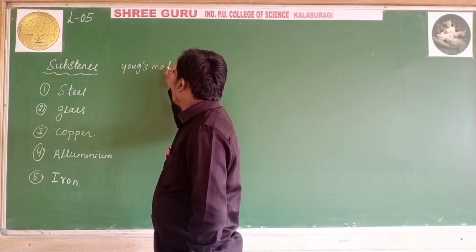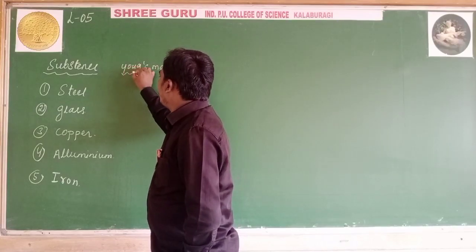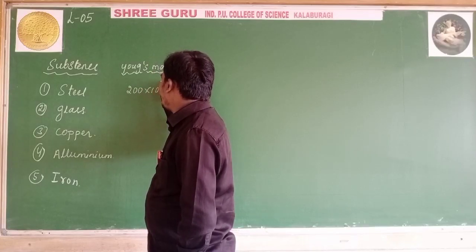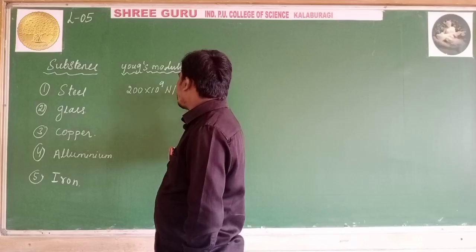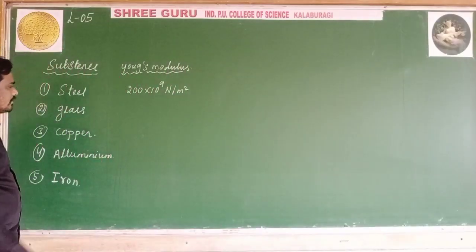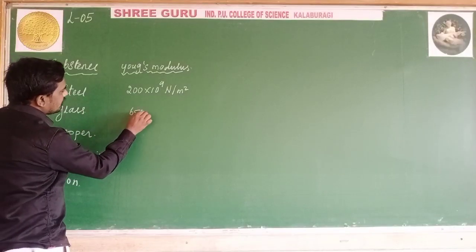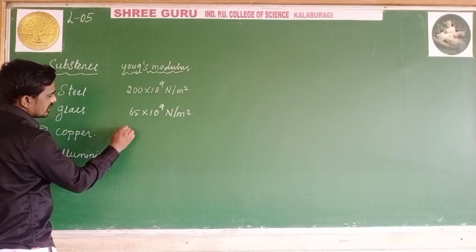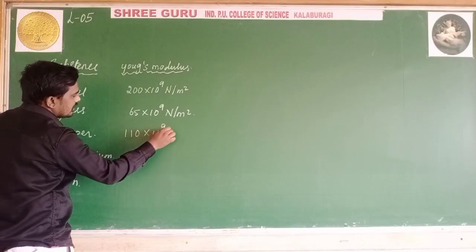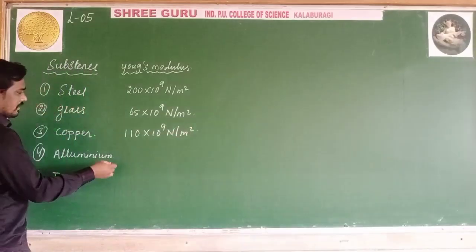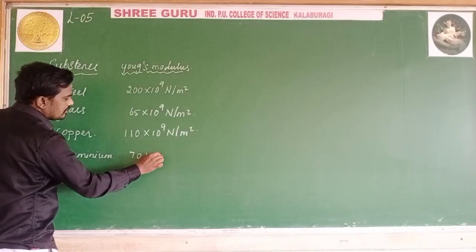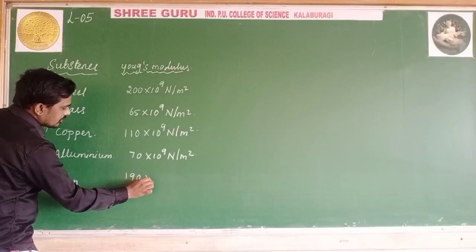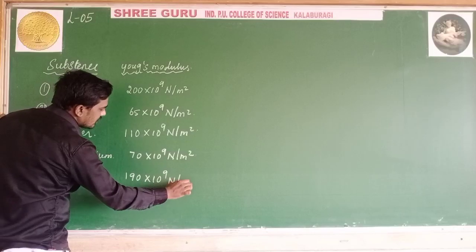Young's modulus of steel is 200 into 10 to the power of 9 Newton per meter square. What is the unit? Newton per meter square. Similarly, for glass this is 65 into 10 to the power of 9 Newton per meter square. For copper, it is nearly 110 into 10 to the power of 9 Newton per meter square. For aluminium, it is 70 into 10 to the power of 9 Newton per meter square. Similarly, for iron it is 190 into 10 to the power of 9 Newton per meter square.